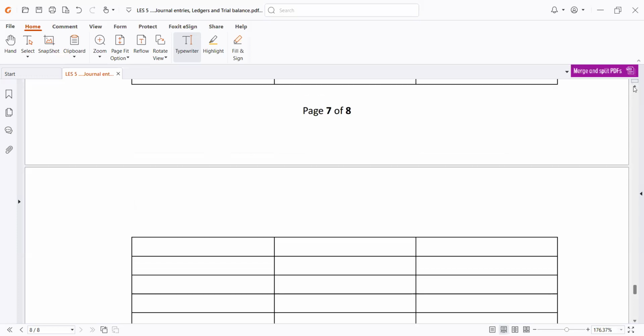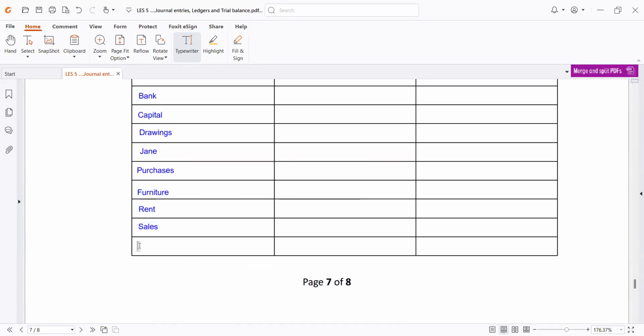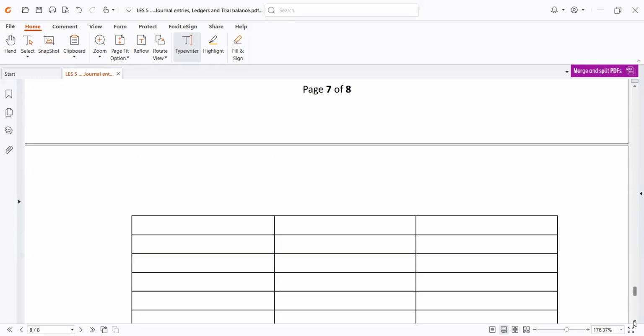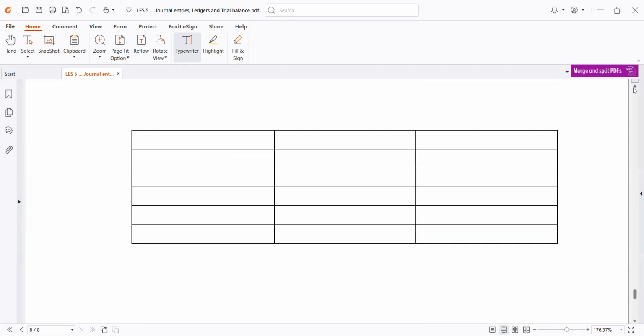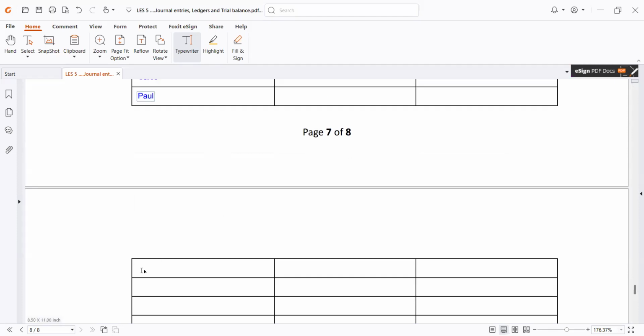So we omit King. Paul has a balance. Then we have wages. We have cash. Then we have painting. Like that. So all these are the accounts.